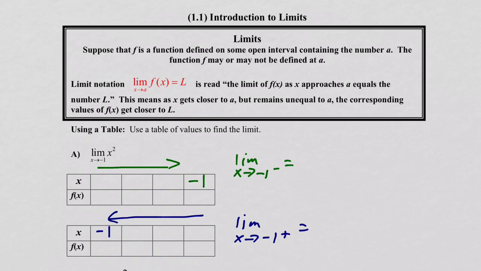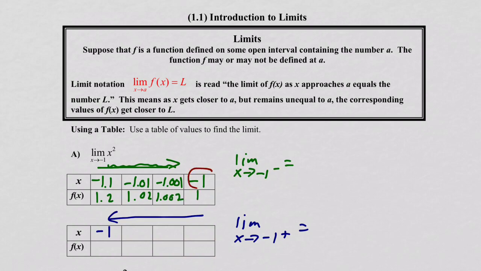So from the left-hand side, I'm going to substitute in -1.1, -1.01, and -1.001. Those gradually get closer and closer to -1. When I substitute those into the x value in the function f of x equals x squared, I will get 1.21 for my range value, 1.02, and 1.002, and you'll start to notice that it's getting closer and closer to 1.